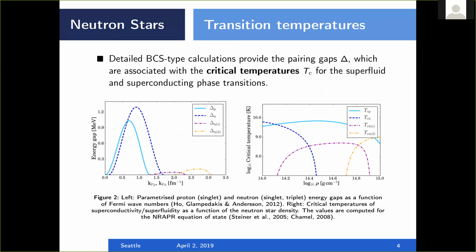Okay, so those are typical gaps that we use. Obviously, we don't exactly know what their shape looks like, but the order of magnitude and the position is probably correct.